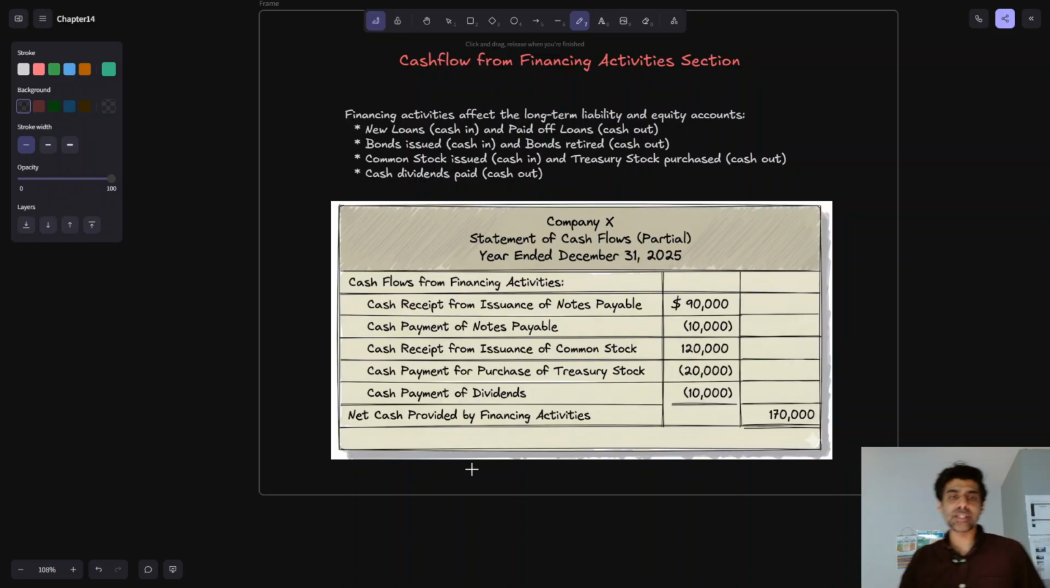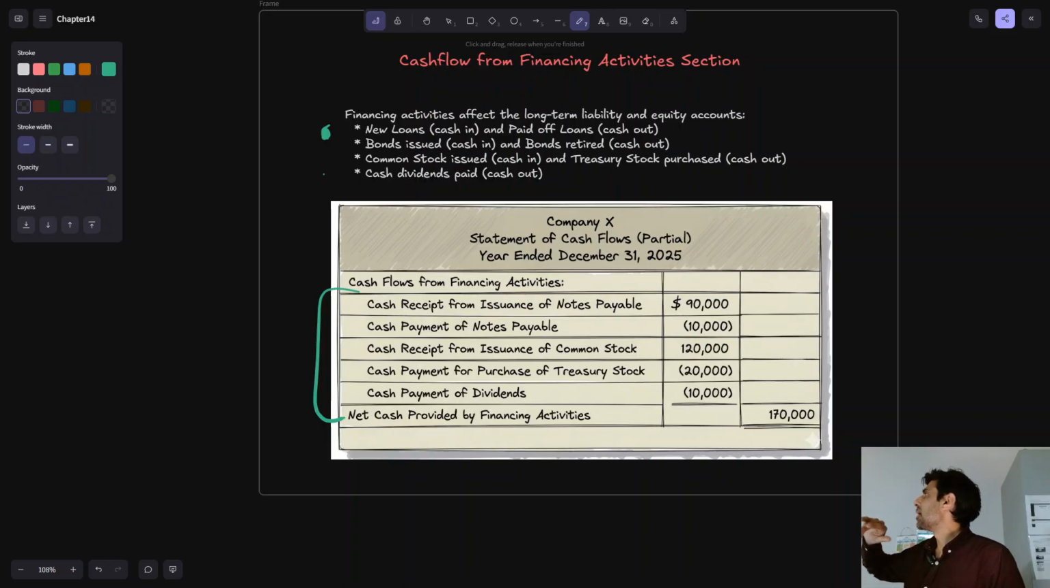And then the financing section I think is quite easy. It's very straightforward. New loans, there's going to be cash coming in. Paid off loans is cash out. Bonds issued, cash in. Bonds retired, cash out. Common stock issued, cash in. Treasury stock purchases, cash out. And when you pay cash dividends, that's cash out. And you're just going to list them. You'll see what your T account balances are. You'll be given information on the increase or decrease in your liabilities.